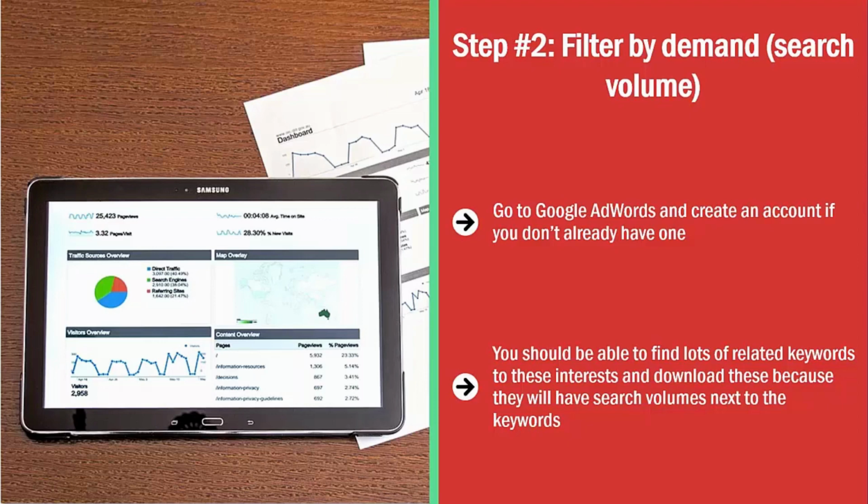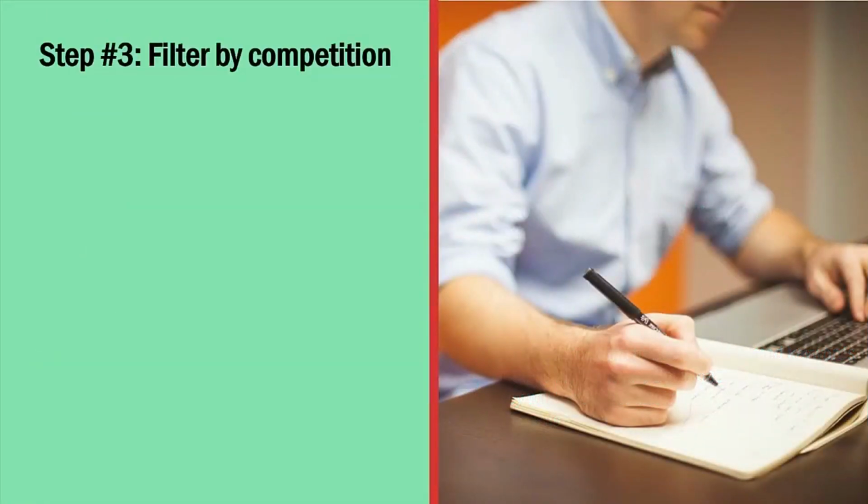At this point, you're going to delete from your list niches or personal interests that have too little search volume or are too much. You want something in the middle. Step number 3, filter by competition.